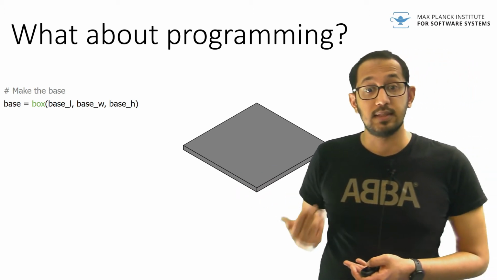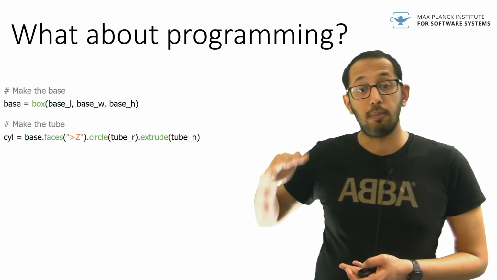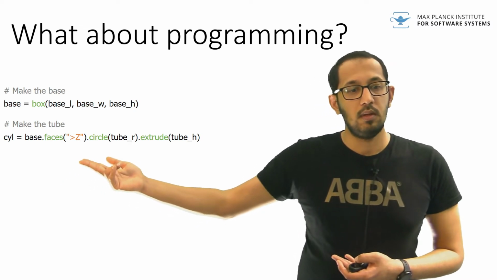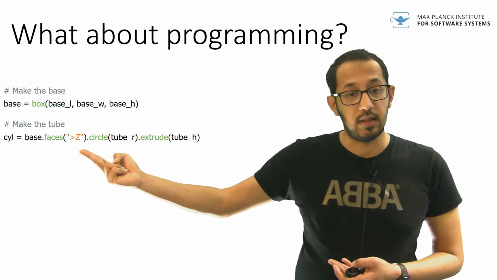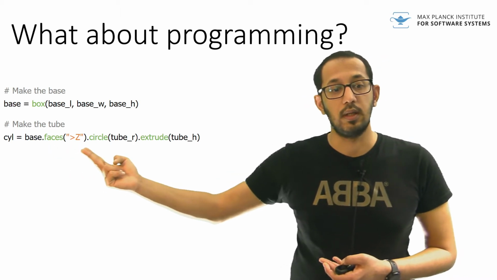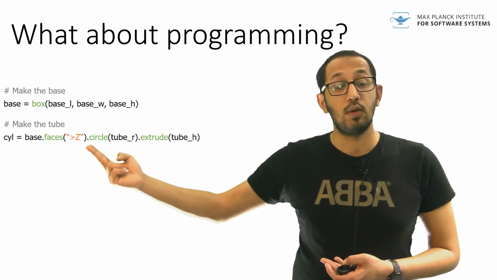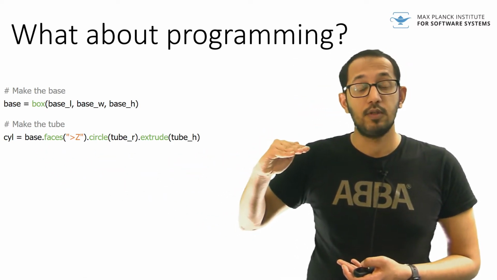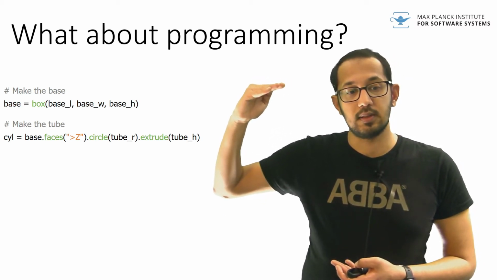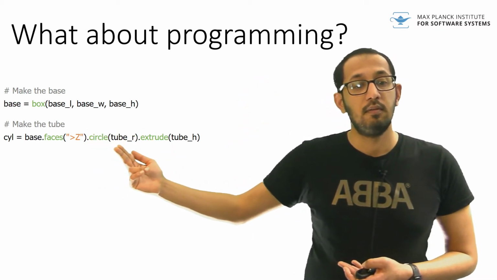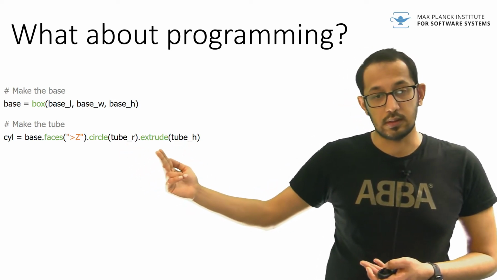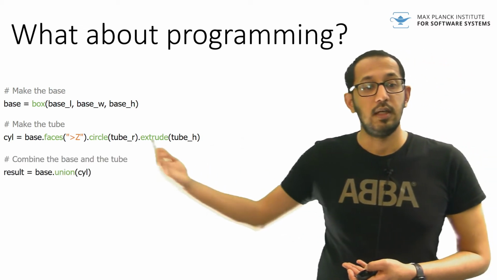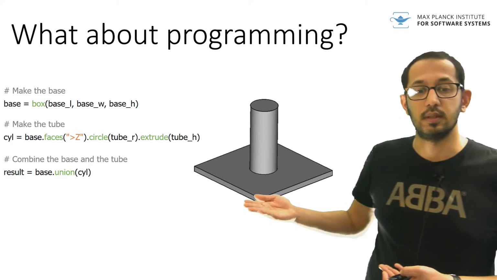Remember, next we wanted to make a cylinder. This cylinder needed to be on top of the base. To do this, we start with the base and then we try to get the topmost face. This is done with this selection query here. What CadQuery does is it looks at all faces of this base and gives you the face or faces which are maximal in the Z coordinate axis. Once we have this, we make a circle and we extrude the circle. And this gives us our cylinder. Next, we union the cylinder and the base to give you this.